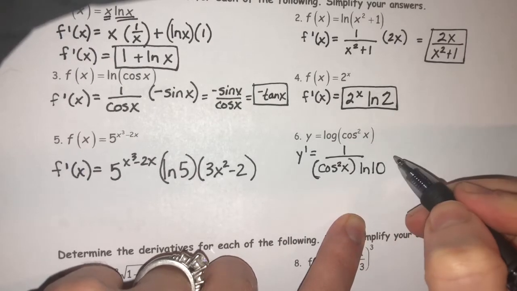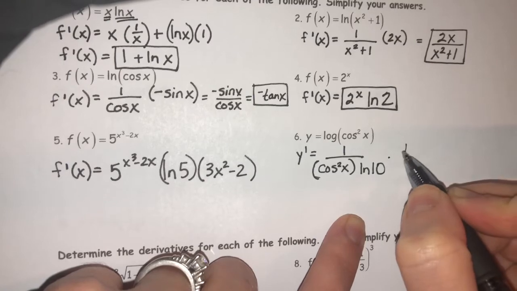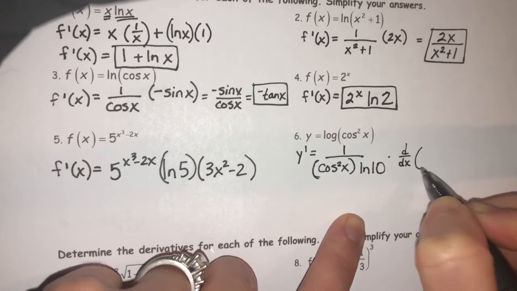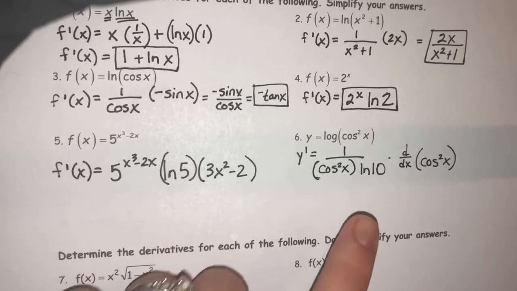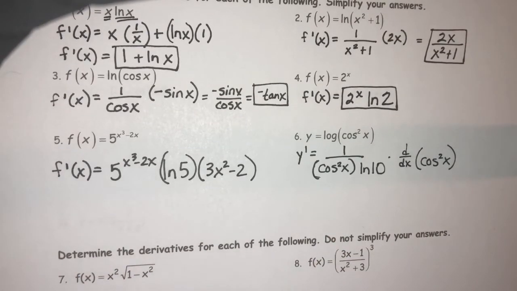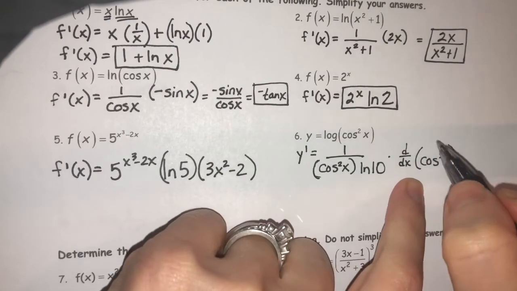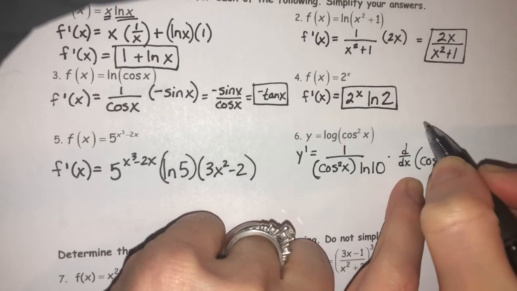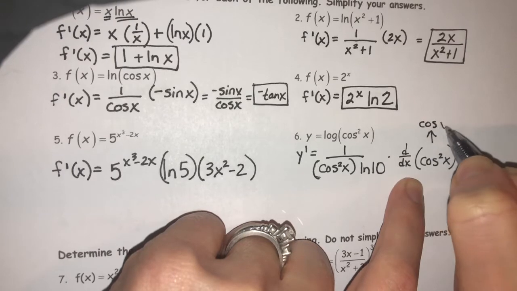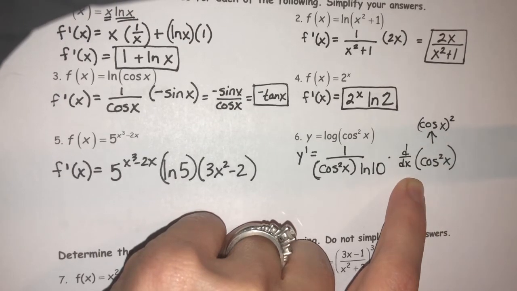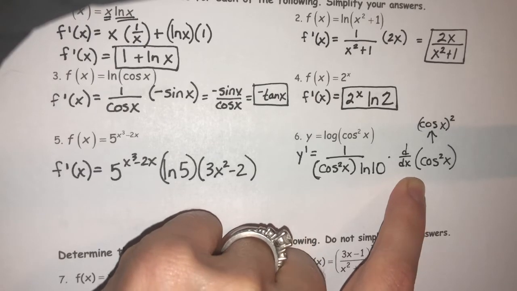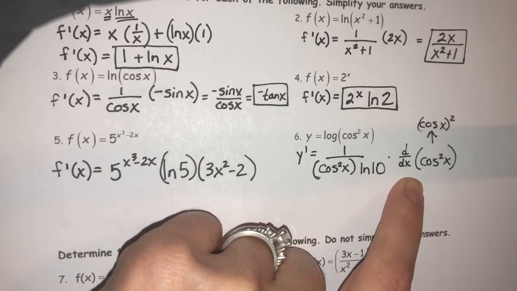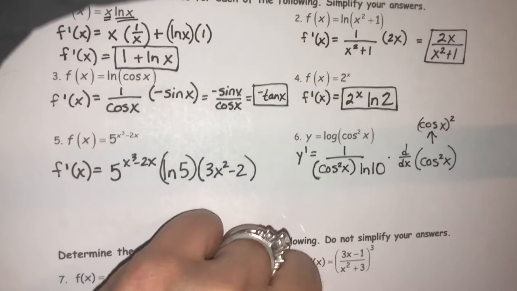And then we have to multiply that times the derivative of the inside function. Now, Mrs. Heiss, why did you write d/dx of cosine squared of x instead of just taking the derivative? Well, the reason is that this inside function is really like the cosine of x quantity squared, and it is like a chain rule problem in itself. So we have to apply the chain rule twice on this problem.